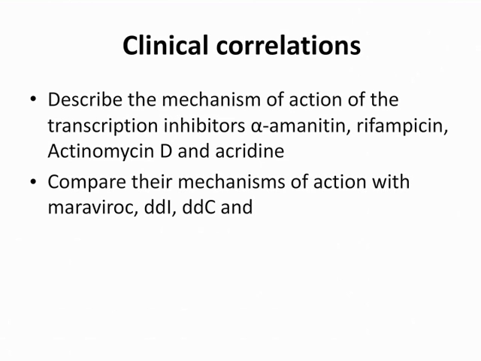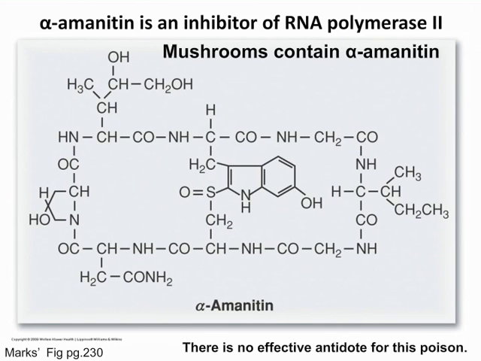So here is another learning objective. Just be able to describe these below. We'll talk about them in the next few slides. So some mushrooms have alpha-amanitin in them, and alpha-amanitin is an inhibitor of RNA polymerase II. So there's no cure for this, and between 40 and 90% of people who ingest alpha-amanitin will die within a few days.